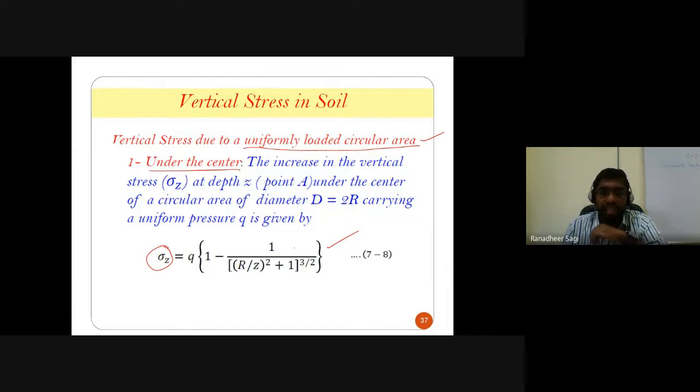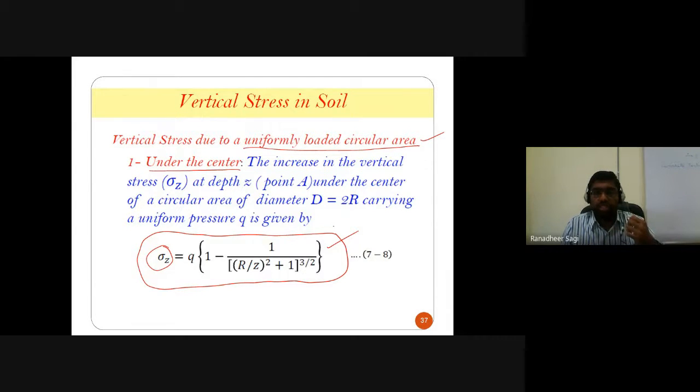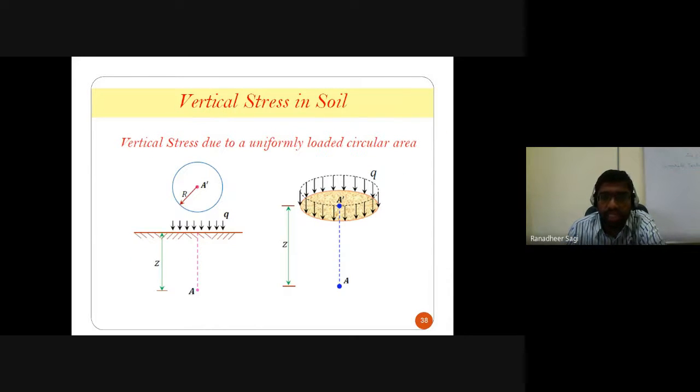However, this expression is valid only when the position with respect to which you are calculating your increment in stress exists at the center of that loaded region, at any particular depth. Let me show you what I am referring to.